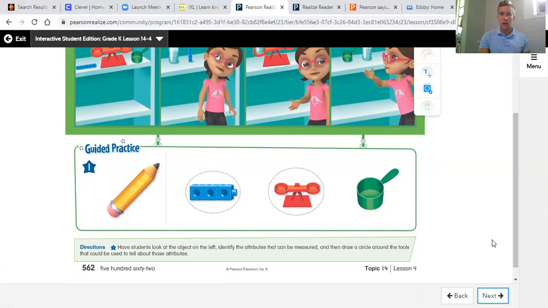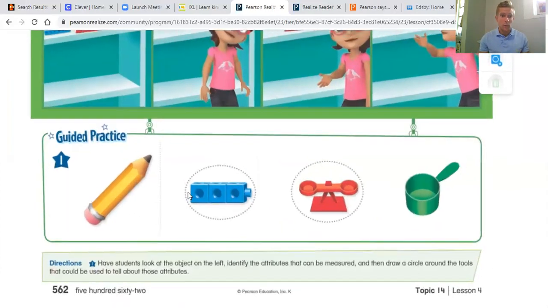the item on the left. Now, this item is a pencil, okay? And it's saying, look at these objects, this pencil here, and which attributes can be used to measure it. So, can we use a cube train to measure it? And remember, cube train measures height and length. The balance scale measures weight. Can we use the balance scale? Do we need to know the weight? And can we measure the capacity, right?